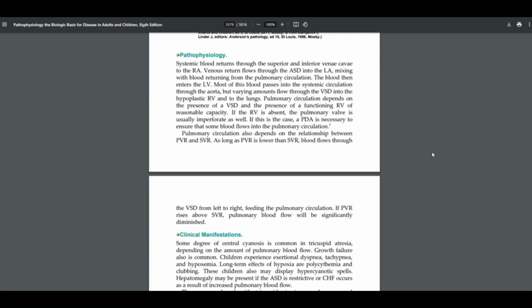Pulmonary circulation also depends on the relationship between PVR and SVR. As long as PVR is lower than SVR, blood flows through the VSD from left to right, feeding the pulmonary circulation. If PVR rises above SVR, pulmonary blood flow will be significantly diminished.